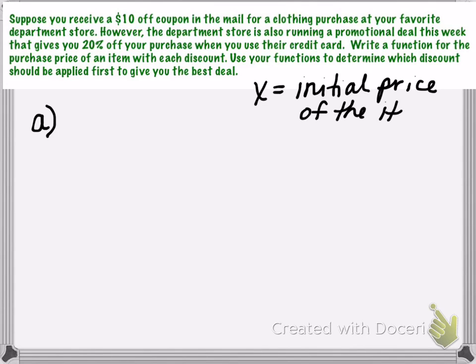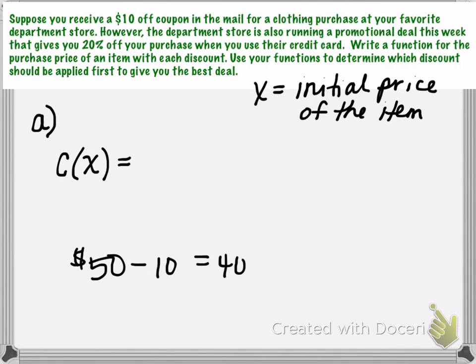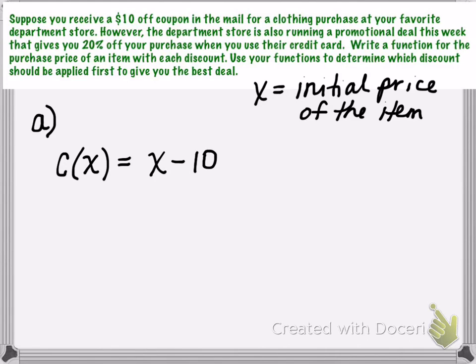And let's call C my coupon. So we're trying to write a function for C of X. If you use the coupon, which is $10 off, then what's the new price going to be for your item? For example, if we had a $50 item and we used the coupon, we get $10 off, and my new item is now $40. So we're taking the initial price of our item, X, and subtracting $10. That gives us the new price when we apply the coupon.